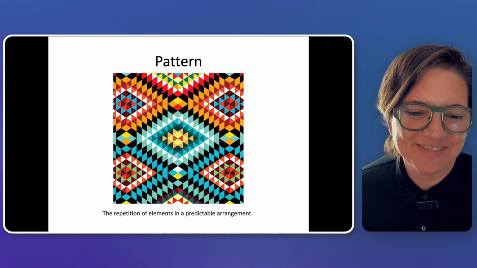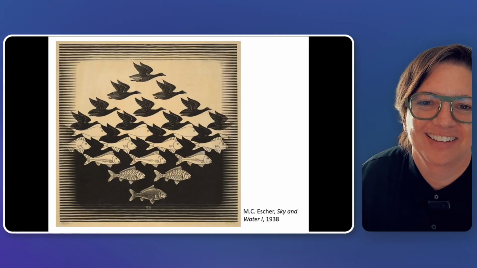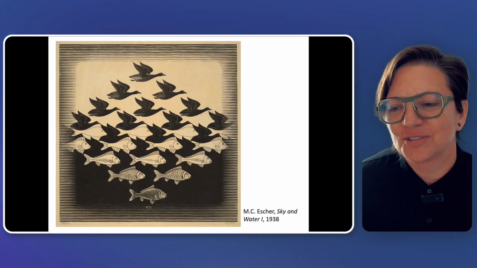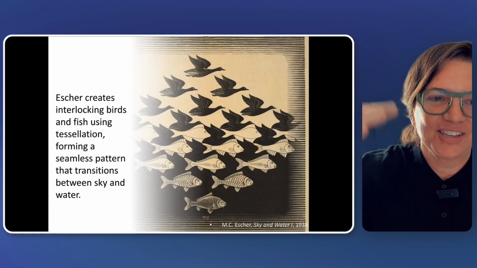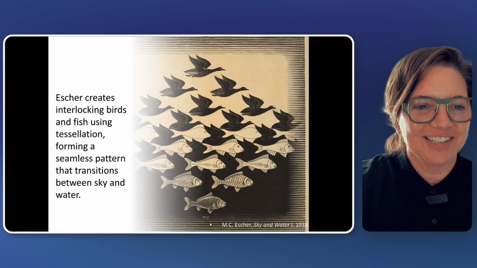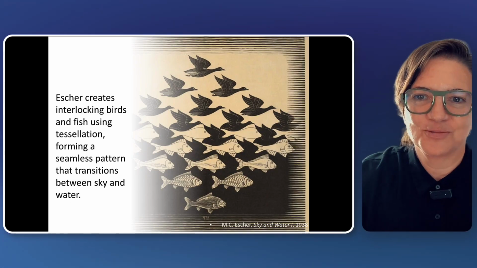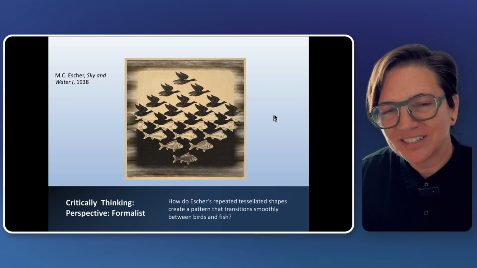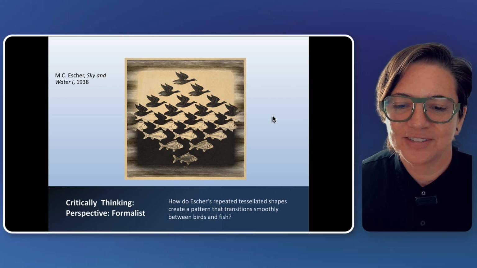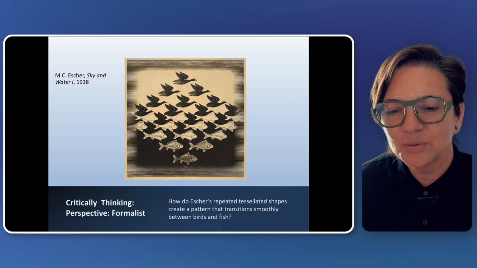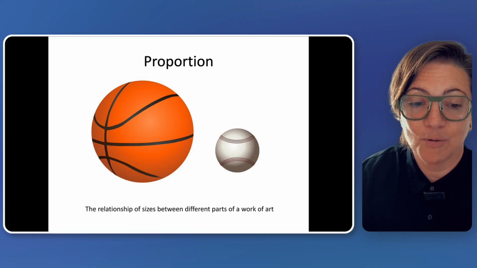Pattern. All right, pattern. Pattern is the repetition of elements in a predictable arrangement. So here we have M.C. Escher's Sky and Water 1, 1938. Escher creates these interlocking birds and fish using tessellation, forming a seamless pattern that transitions between sky and water. So critically thinking, how do Escher's repeated tessellated shapes and patterns create that smooth transition between the birds and the fish?